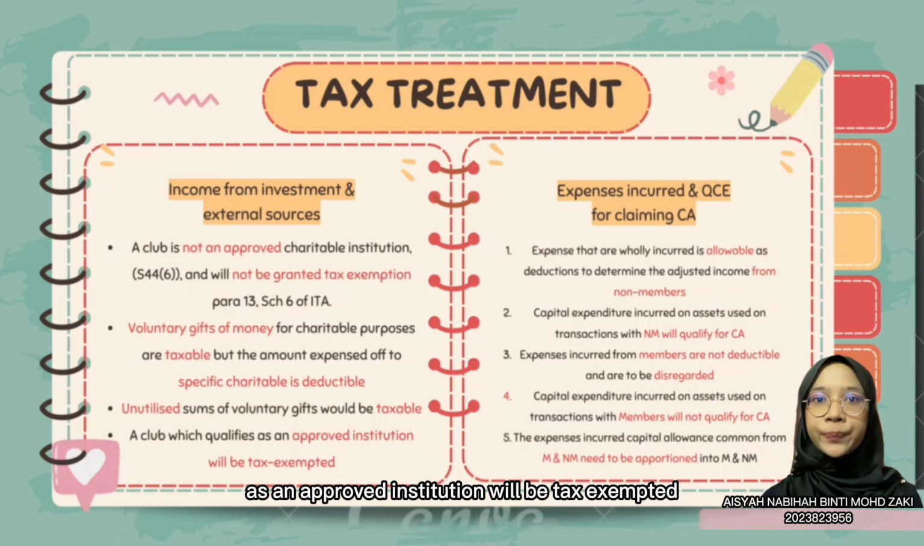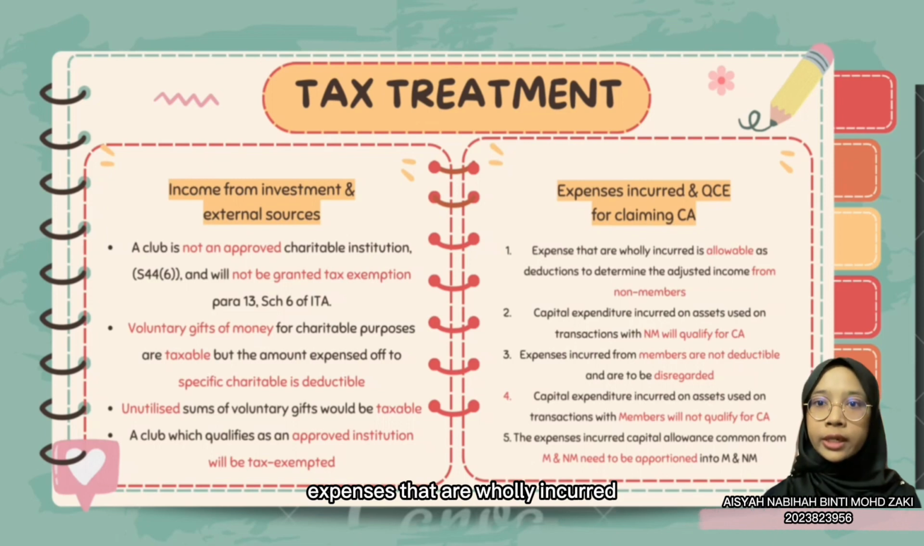So the next is expenses incurred and the qualifying capital expenditure for claiming capital allowance. Expenses that are wholly incurred are allowable as deduction to determine the adjusted income from non-members.